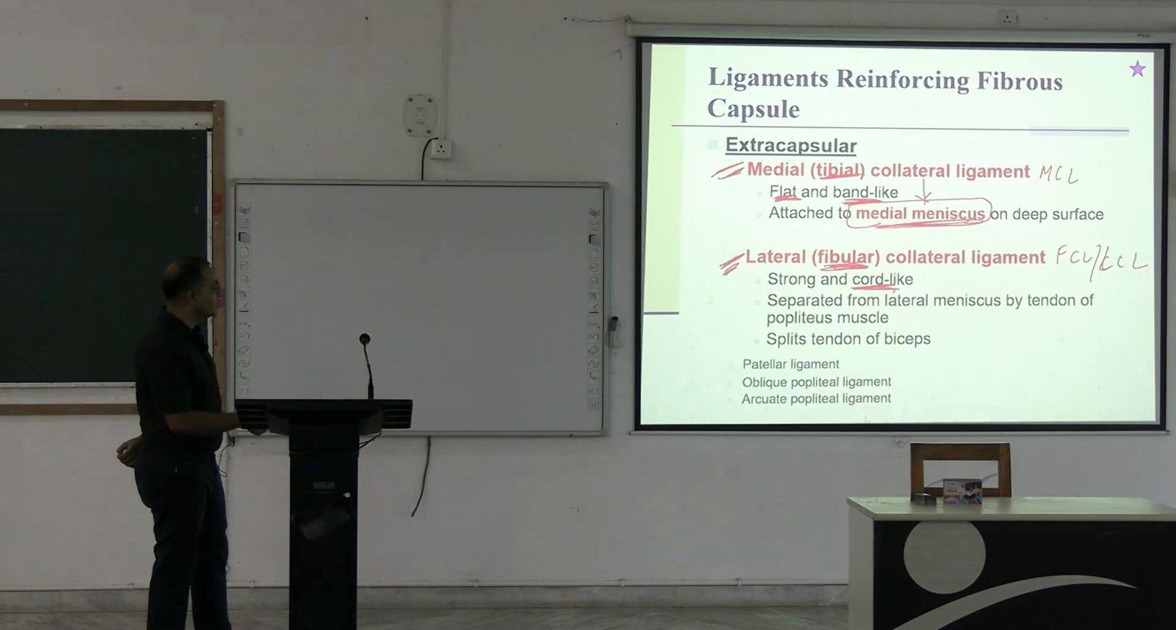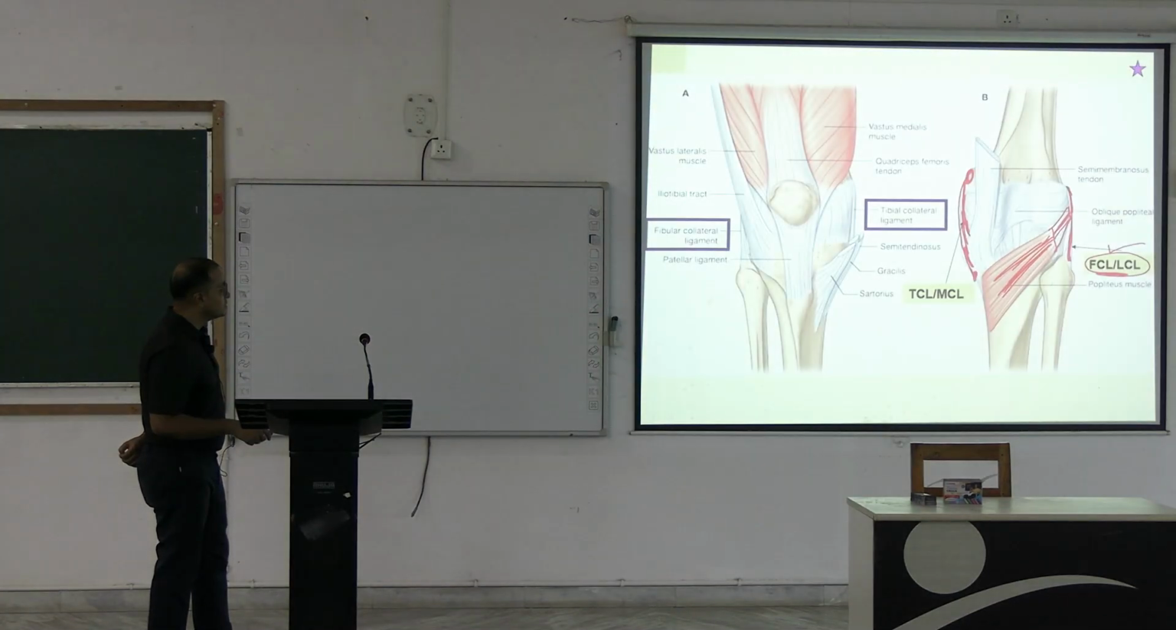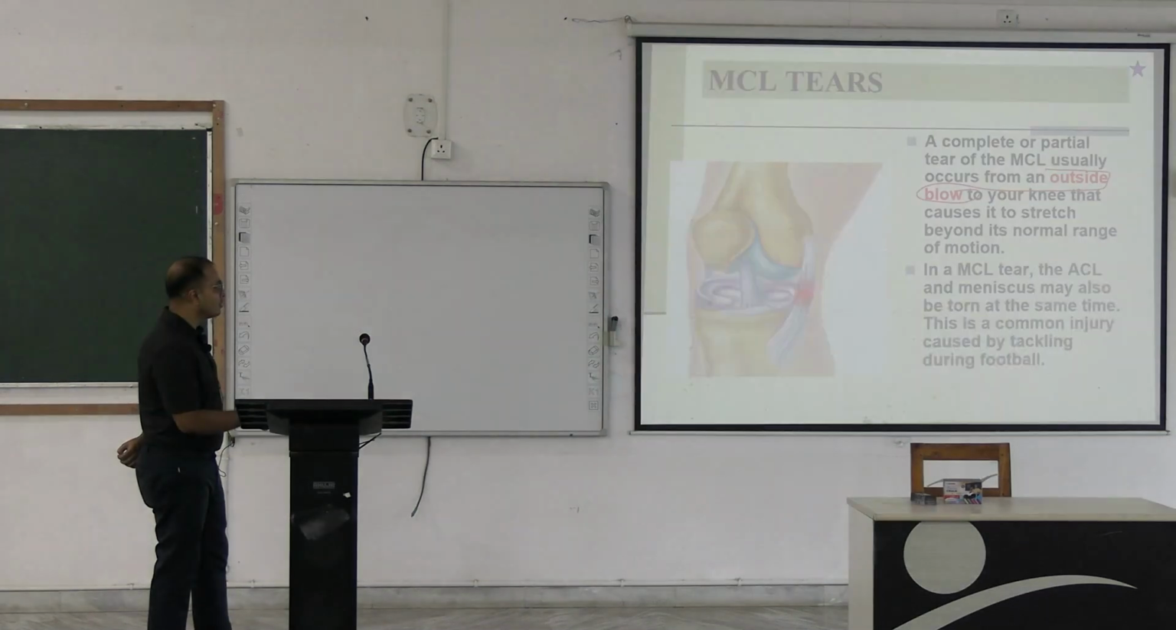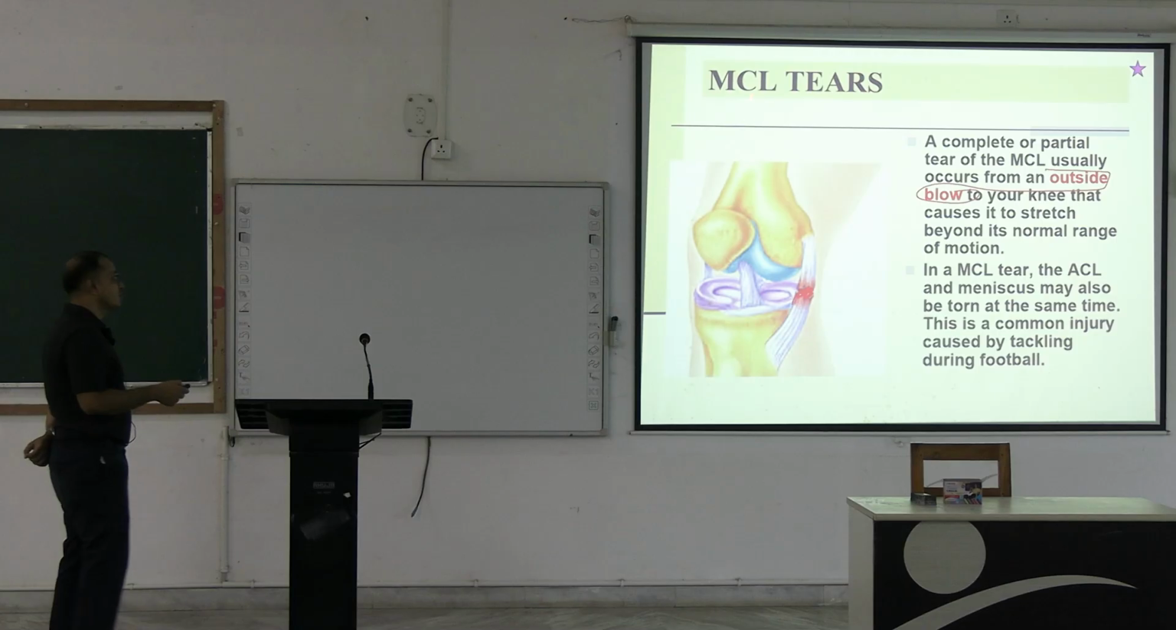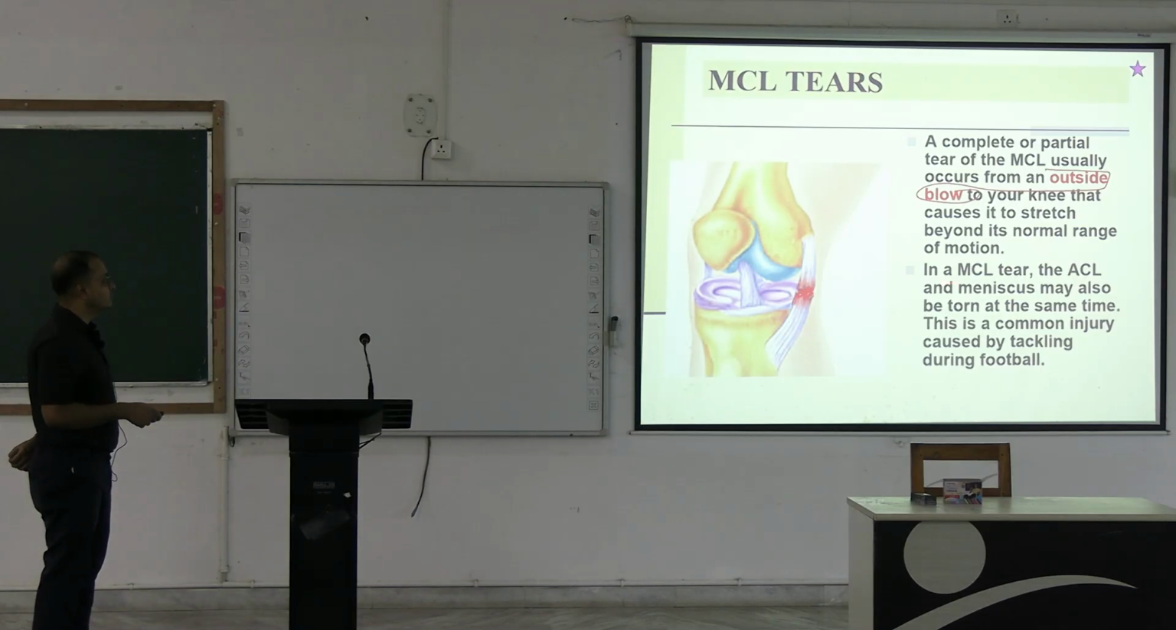Coming to the ligaments we have mentioned, the medial collateral and lateral collateral ligaments reinforce these regions. Clinically, they are prone to injuries, so we have to know about them. Tears of the medial collateral ligament are much more common than those of the lateral collateral ligament. If you have a blow to the medial side, there is a chance of injury to the medial collateral ligament.